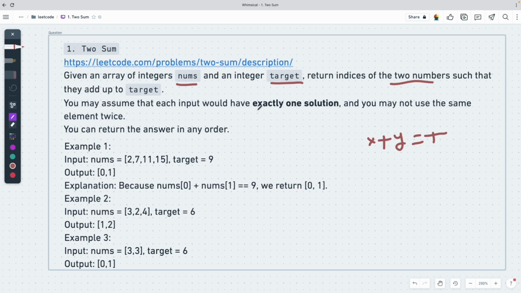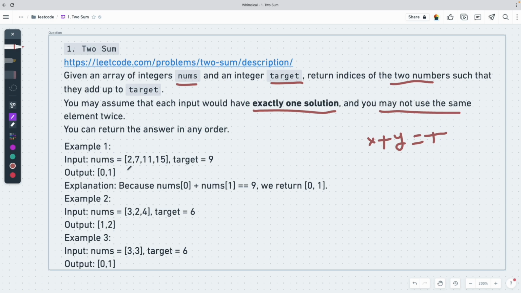So what are the other conditions we have? You may assume that each input has exactly one solution, which means the solution is always guaranteed and it's only one solution, not 0, not 2, exactly 1. And another condition is you may not use the same element twice, which means we cannot repeat the number in the solution. Let's go through the examples.